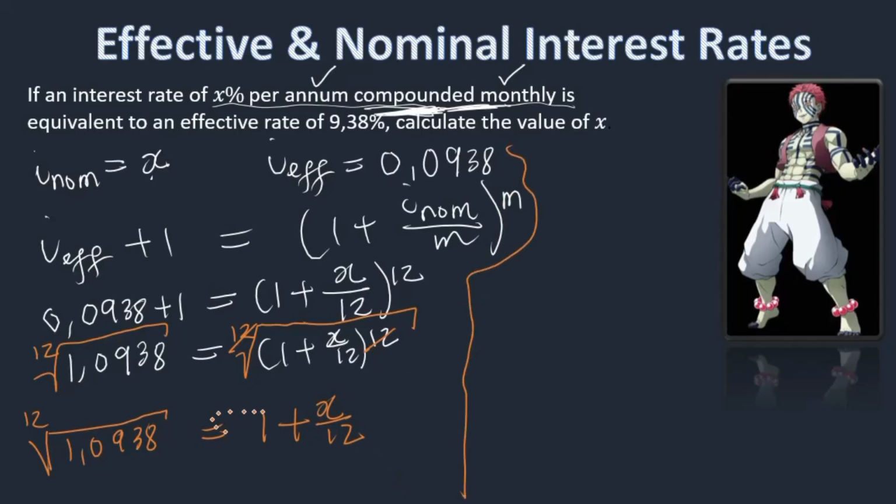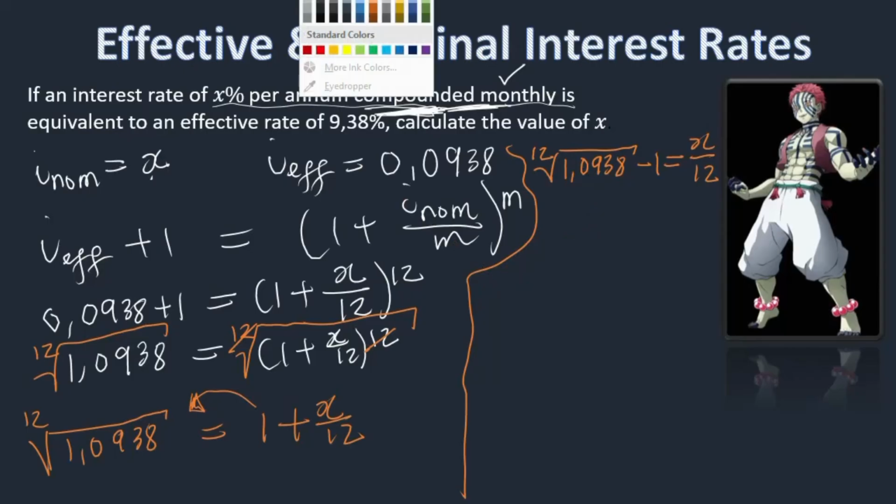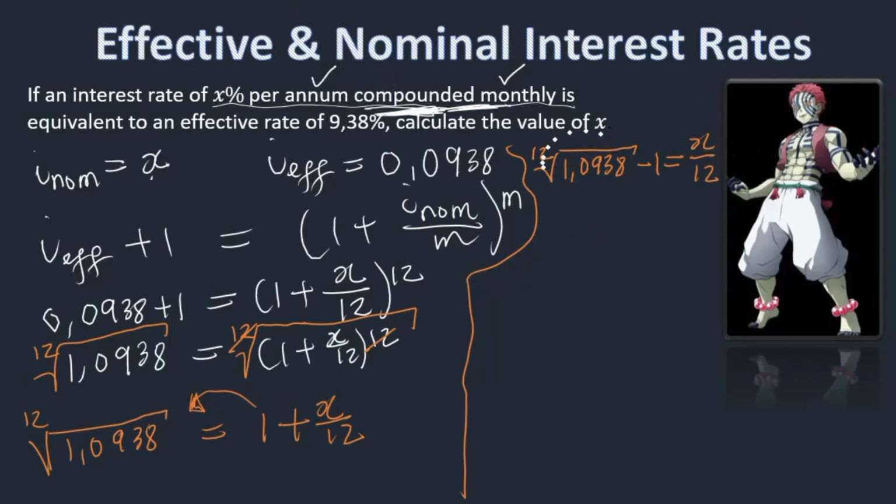Right. Then afterwards, between 12 and 1, what is removable? 1 is removable. So I must transpose 1 and send it to that side. What do I have? I have root 12 of 1.0938. I'm going to subtract 1 outside the root. This is equals to x over 12, right? Then I need to multiply everything by 12. So I'm going to say this whole thing multiplied by 12.